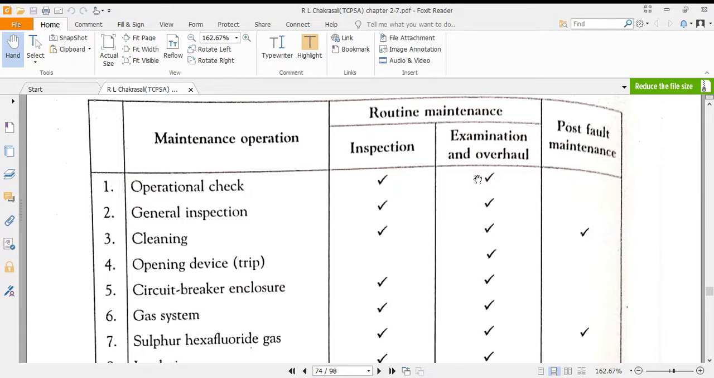And there are other things which are carried out, examining and overhaul. During overhaul, we need to do all these things. Overhauling means complete disassembling and reassembling. That is called overhaul. And while doing it, we replace the faulty parts so that the protective equipment becomes a new one.